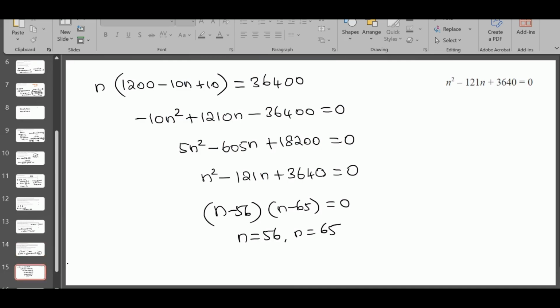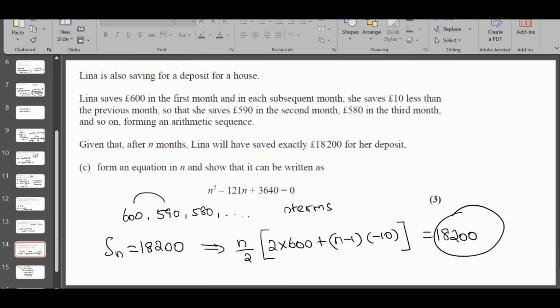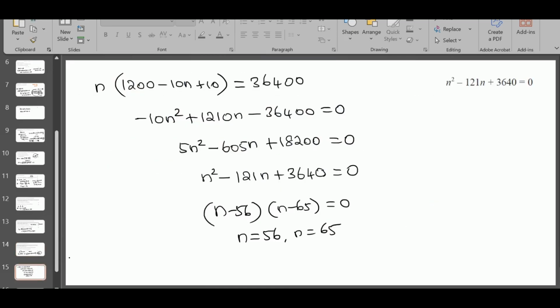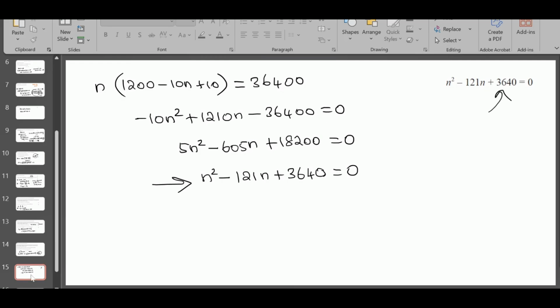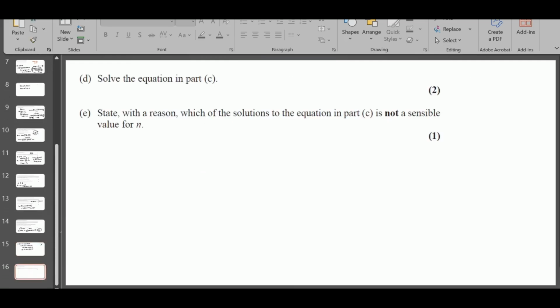So that's the answer. The question says they want us to frame the equation. They want us to frame the equation, that's all. So this is the answer. We don't need this. You don't need to solve it, just frame the equation. In the next part, solve the equation in part C.